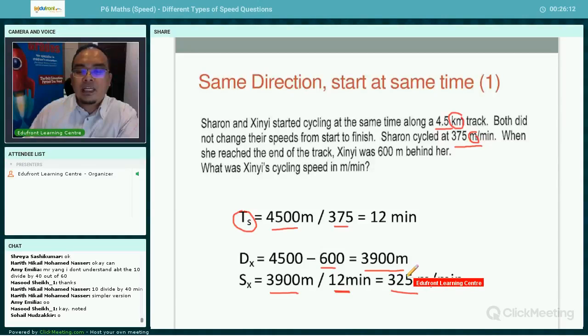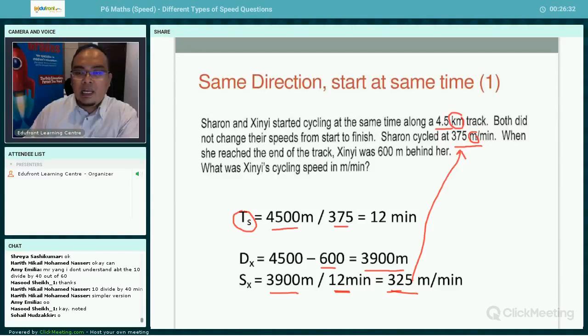All right, so you can see here, Singi is 325, Sharon is 375. So you can see that our answers are consistent. Singi cycled at a slower speed than Sharon.